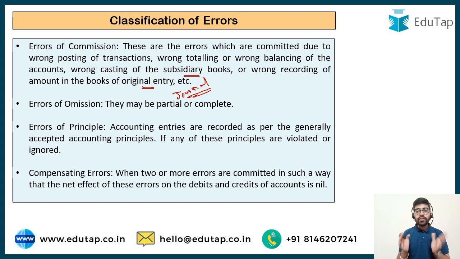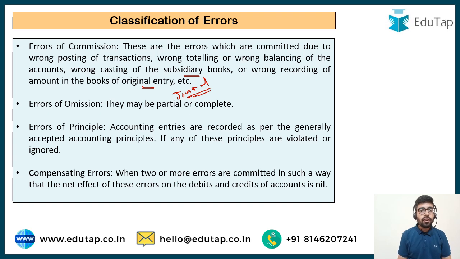We bought some furniture from Mr. A worth rupees 1 lakh. We completely omitted the transaction from the books of accounts. Now it may happen that we recorded this transaction partially. We recorded the purchase of furniture, but we forgot to post the entry also to Mr. A's account. So this kind of omission is called as the partial omission.